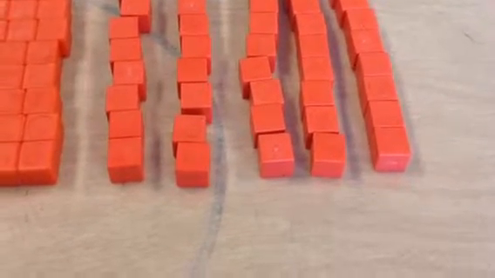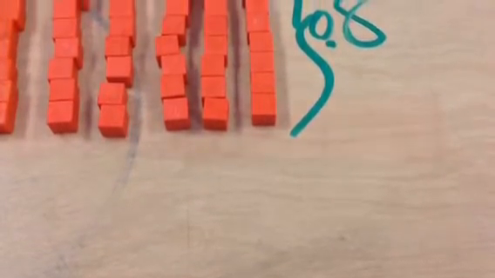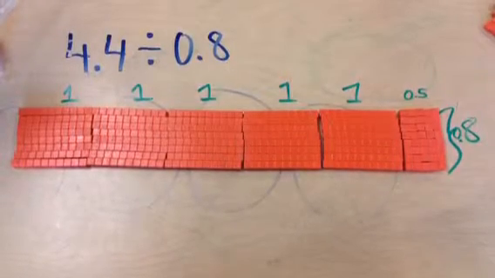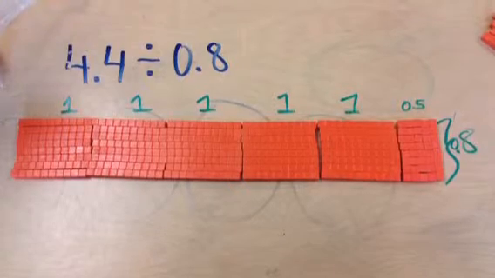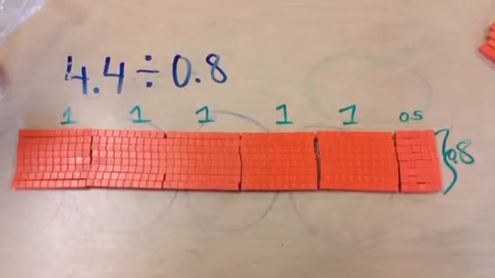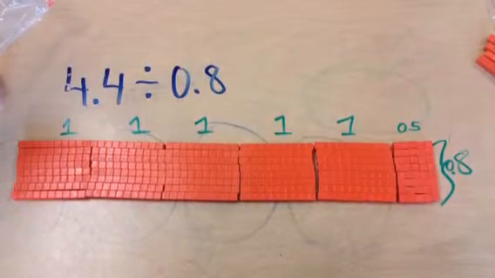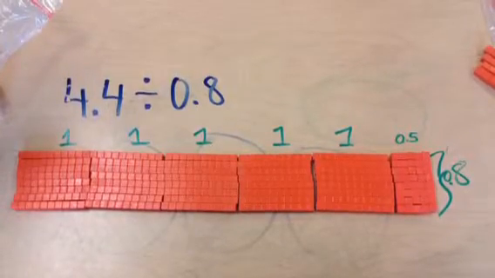And I can line the hundredths up into groups of 8. And I've made a rectangle with a side length of 0.8. So the question is, what's the other side length? In this case, we can count that we have 5 wholes and 5 tenths, meaning we have 5.5. And that dimension of the rectangle is the answer to this division question.